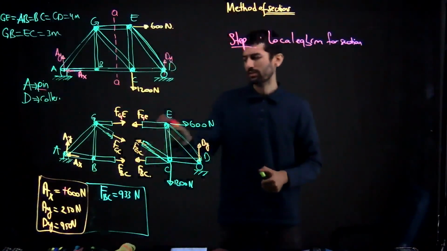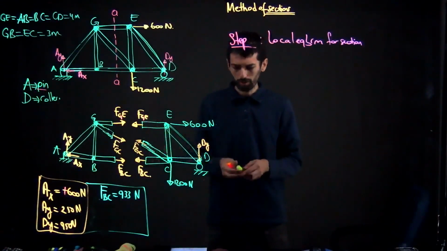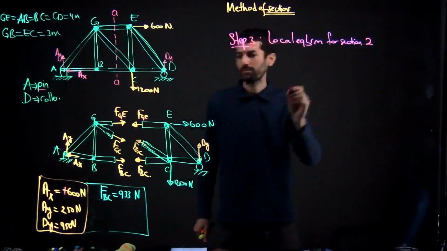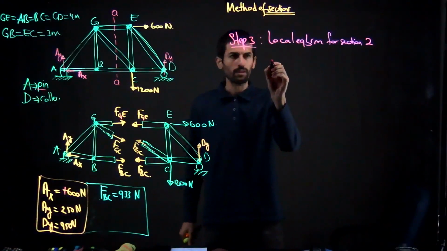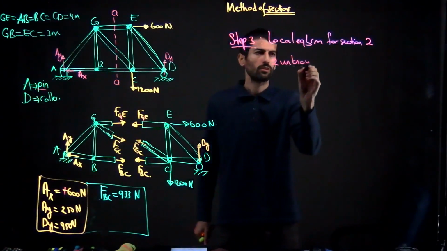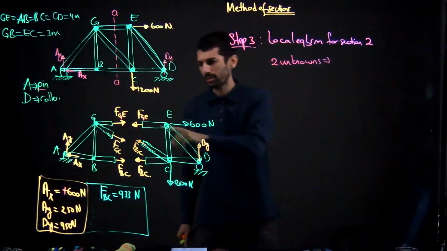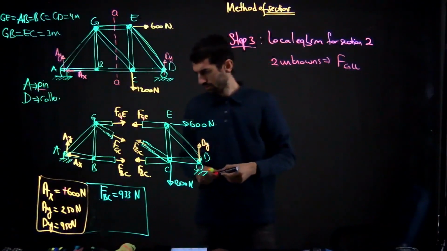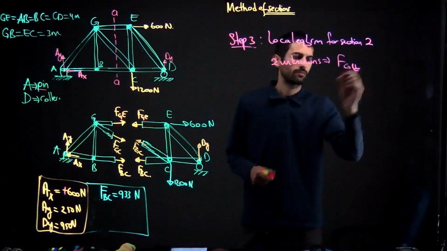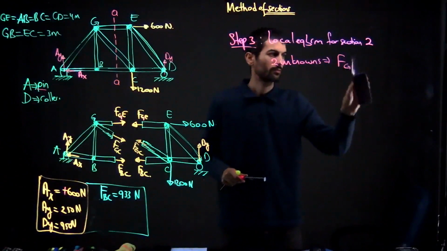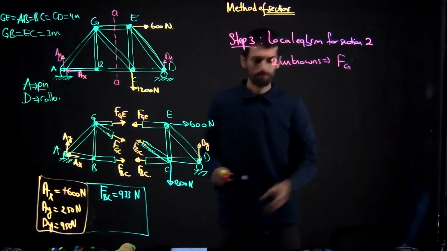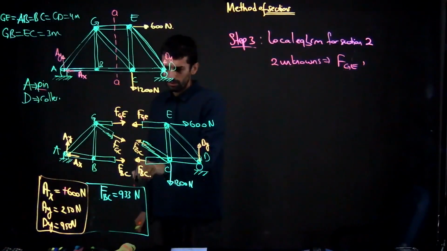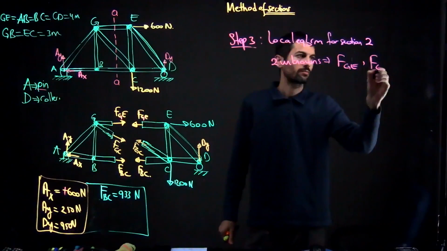So again, we will select a point so that the number of unknowns decreases. So we have step 3, so section 2. Again, we have 2 unknowns. The first one is FGE, and the second one is FGC. Okay.